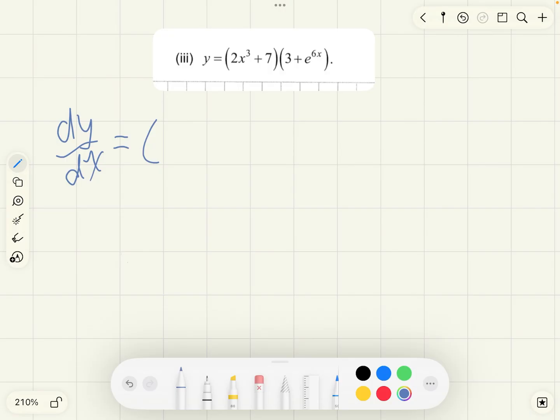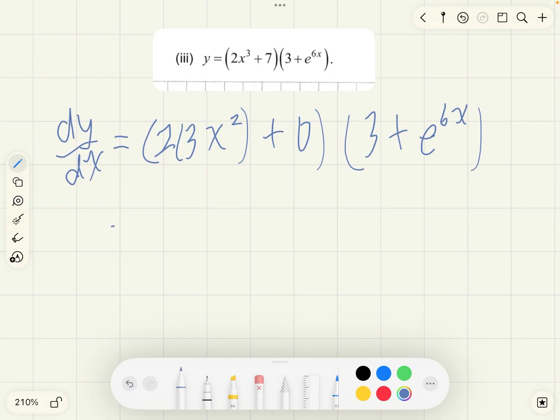If you take its derivative, it is 3 times x to the power of 3 minus 1, which is 2. And don't forget, you also need to multiply by the 2 in the front. It's a constant in the front, so you don't change that. For the second term, plus 7, 7's derivative is just 0 because it's a constant. And now you multiply by the second function unchanged, so it's 3 plus e to the power of 6x.